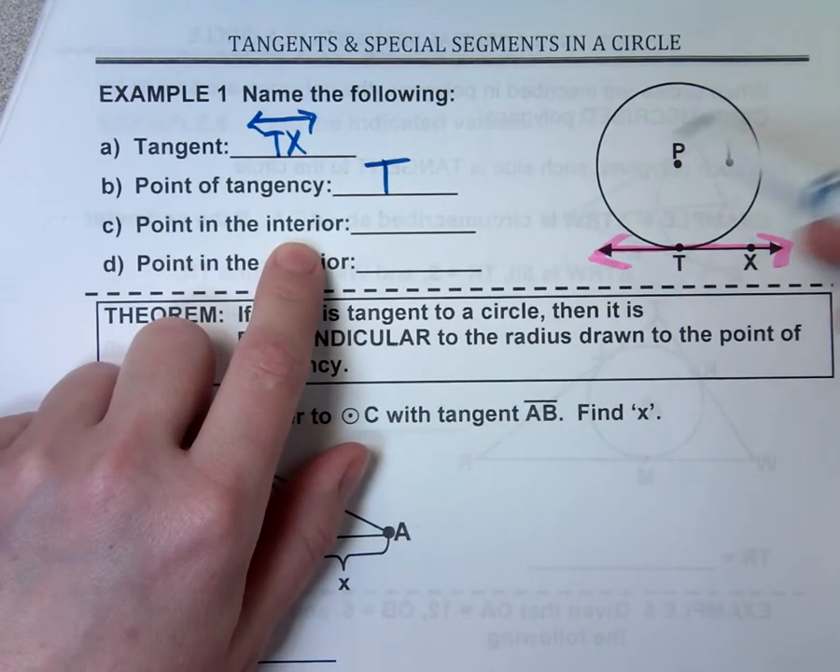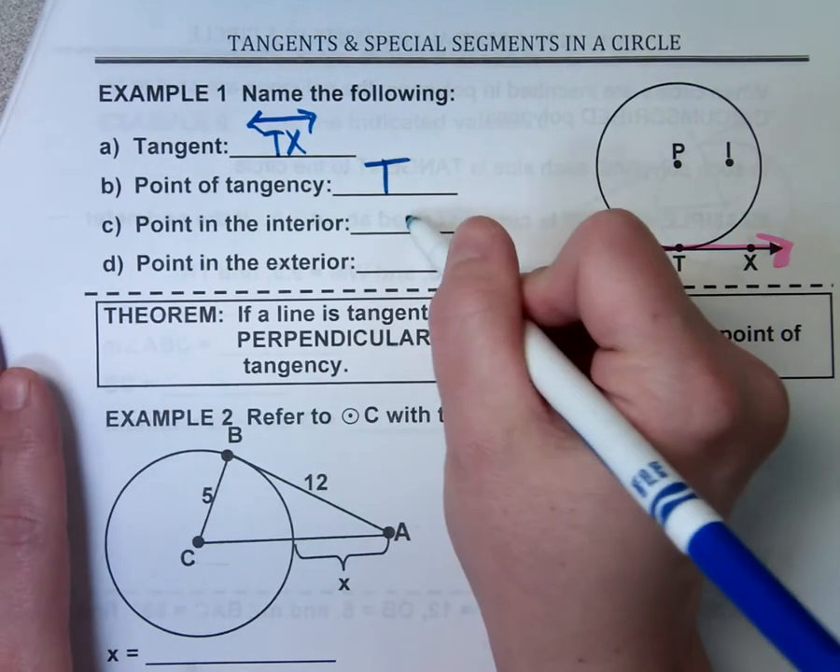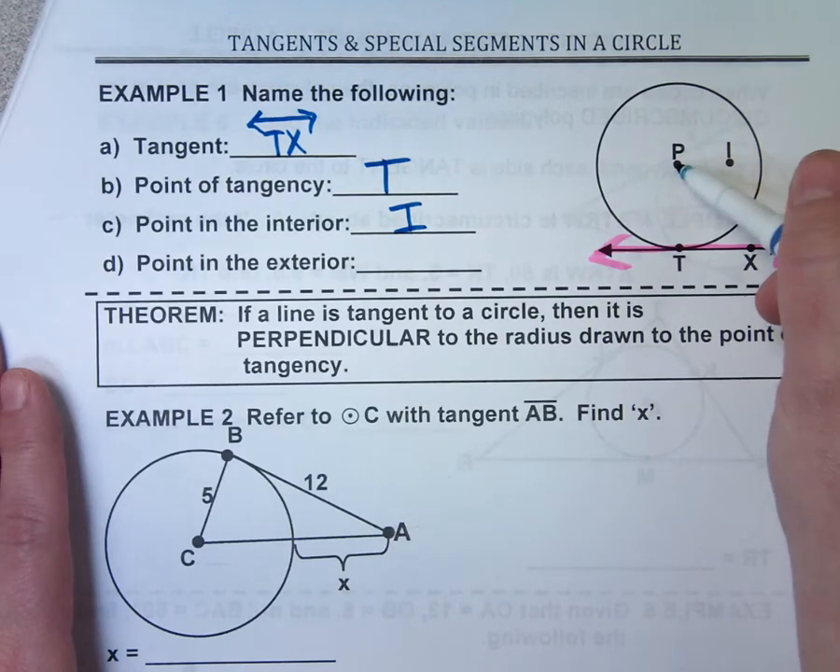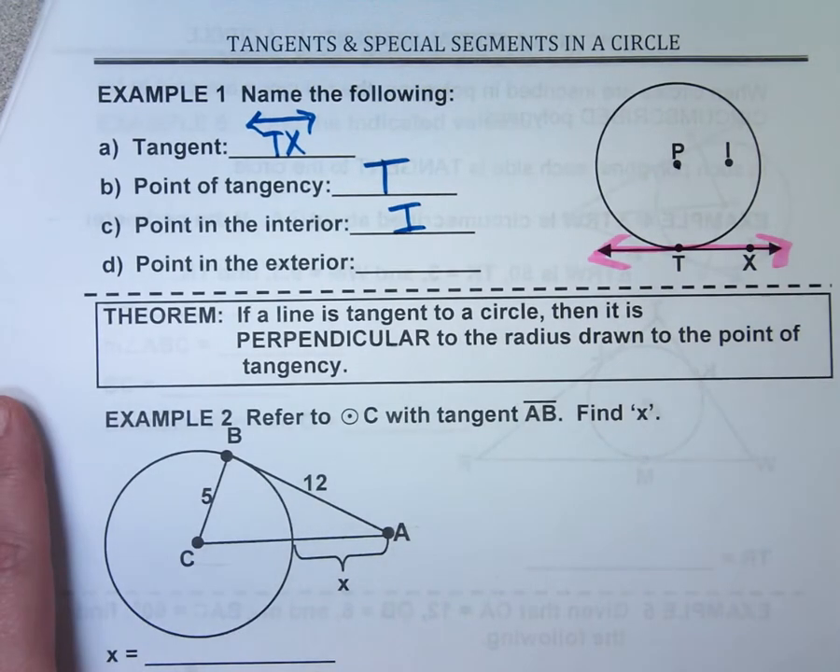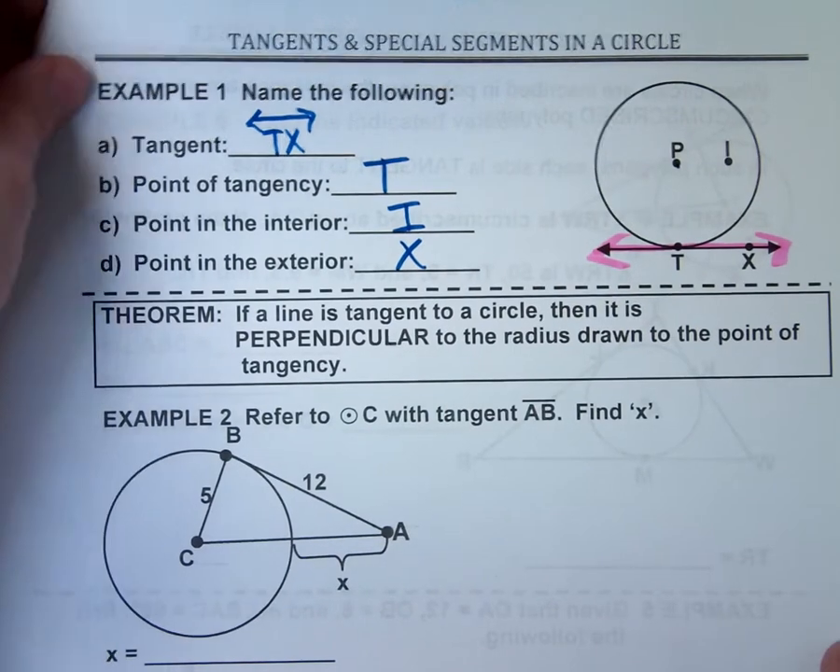Okay, point in the interior. So what's a point in the interior of this circle? I. Yeah, they both are, but I would say I, because I would call P actually the center of the circle. And what's a point in the exterior? Oh, X. Okay, so just practicing a little terminology.